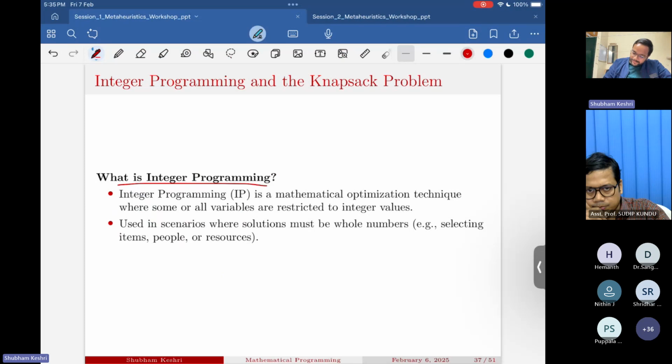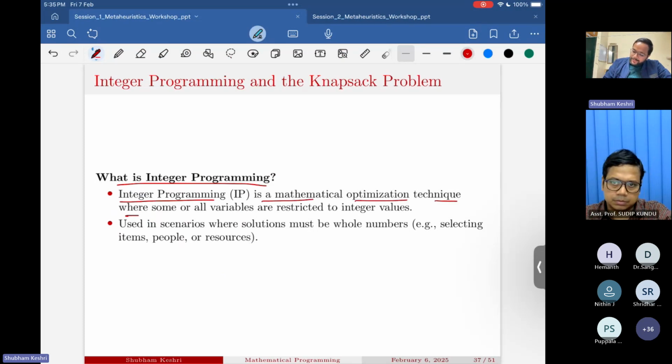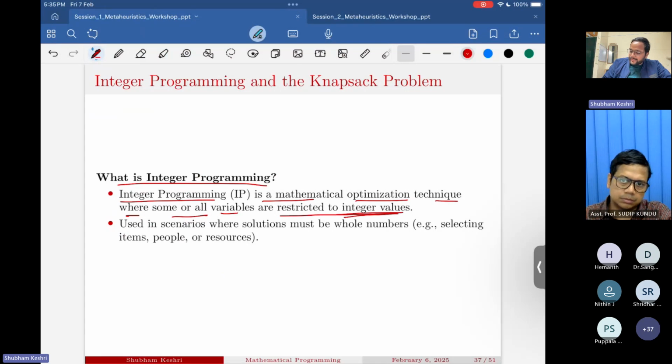Okay. So what is integer programming? Integer programming is a mathematical optimization technique where some or all of the variables are restricted to be integers. So we discussed why we need integer variables. For example, if you have some product and that product cannot be divided. For example, a manufacturing company which manufactures aircraft or large products like cars. You cannot just build 0.5 cars.